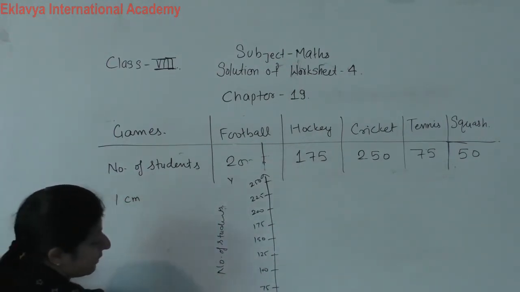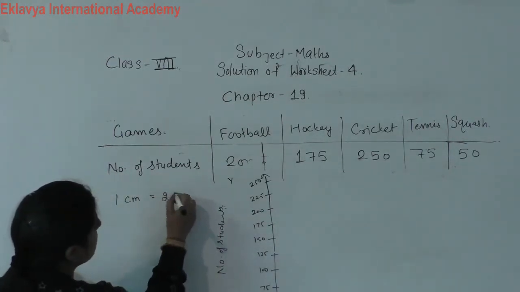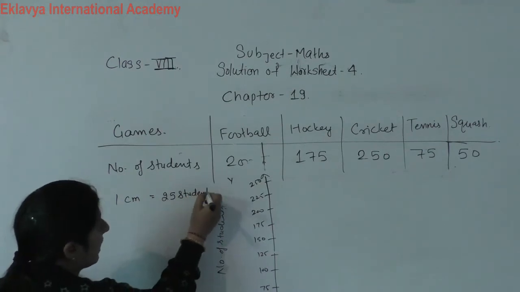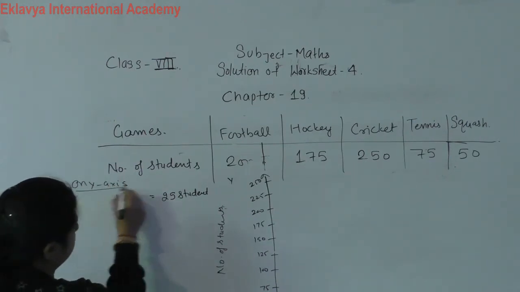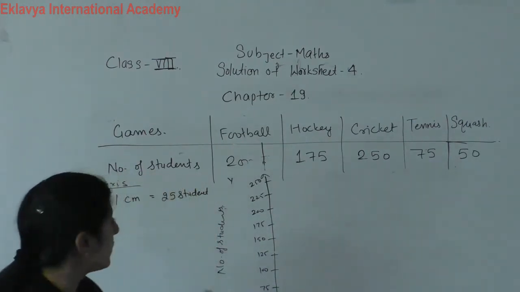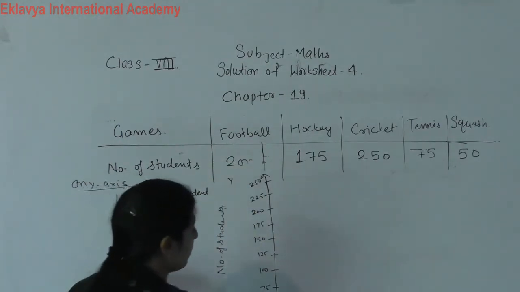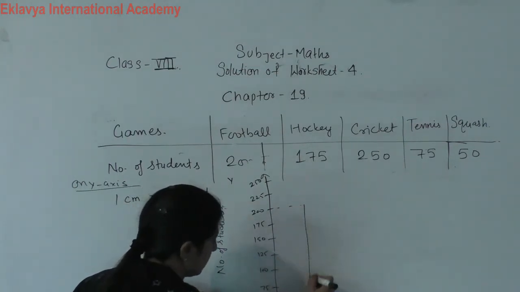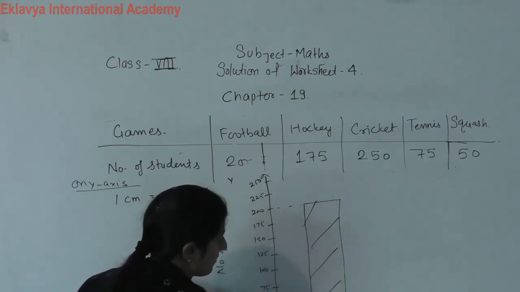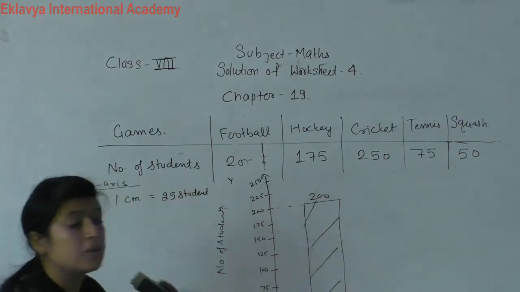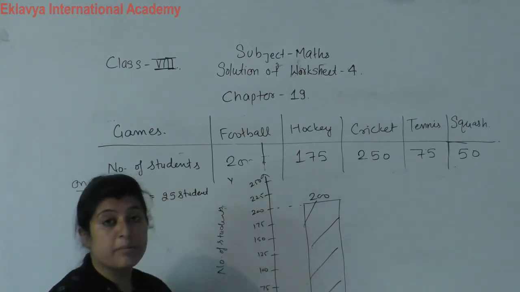This scale we are taking: if I am taking one large box as 1 centimeter, then I can say 1 centimeter is equal to 25 students, and we are taking this scale on the y-axis, so we write down on the y-axis 1 centimeter is equal to 25 students. Now see, in football we need 200 students. Then you show like this, one complete box you cover. That is 200 students in football. Show this rectangular bar. That's why it is called a bar graph.